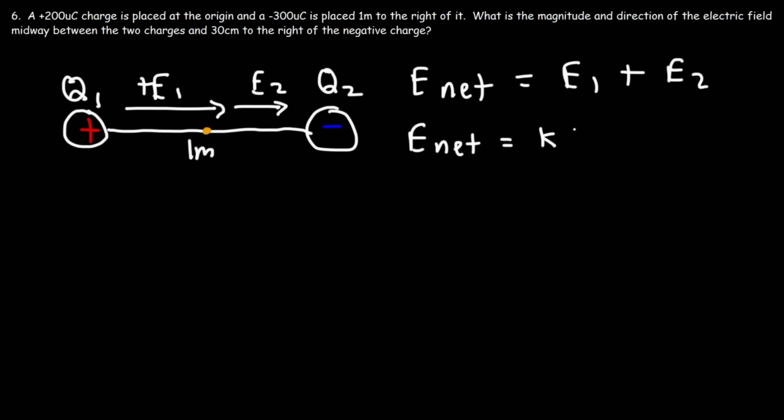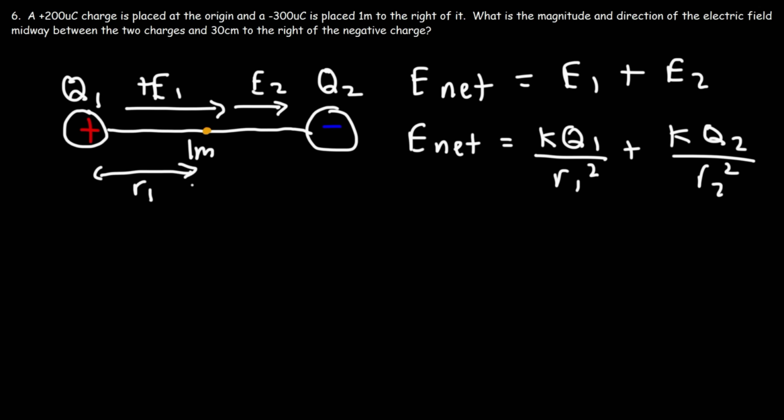E1 is K times Q1 over R1 squared. E2 is K times Q2 over R2 squared. Now, what's R1 and R2? So R1 is the distance between Q1 and the point of interest. R2 is the distance between Q2 and the point of interest.